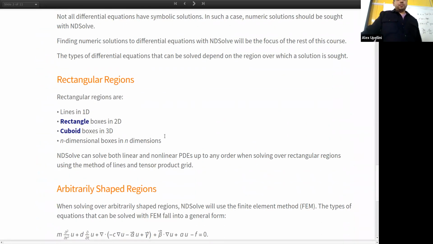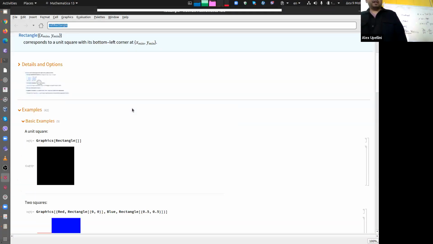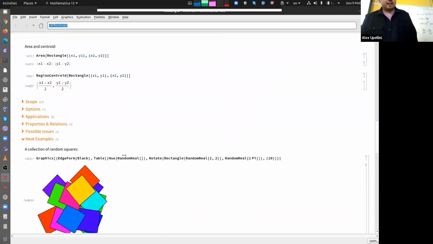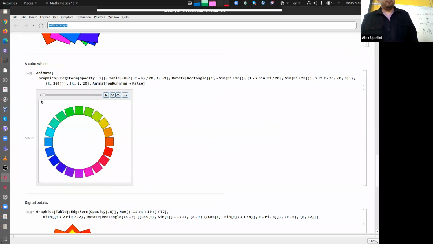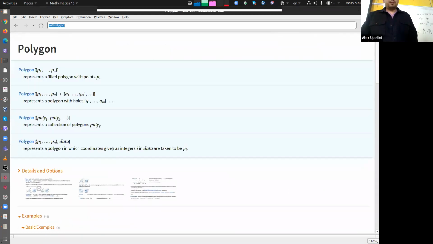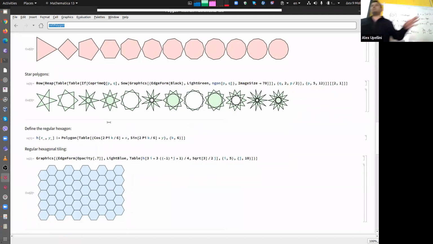Okay, numeric solutions. This part is very fun, especially with PDEs, because you can construct domains using the geometry functions that we have. For example, here, rectangle is a 2D region. So you can construct things like this. Of course, you can construct more complicated things like this. Using manipulate, you can do this. Yeah, you can construct polygons with every shape. You can literally do whatever you want with polygons.